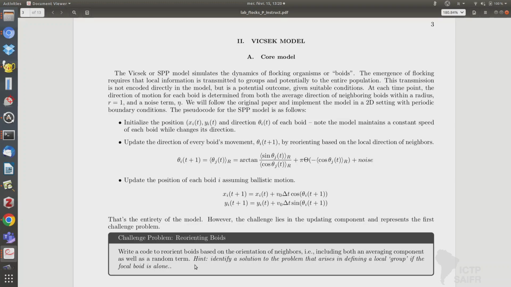So you take the list of all the other birds in the population, and you need to find all of the birds that are within R. This means that if you have a bird here, its neighborhood is going to be this, okay? Because you have periodic boundary conditions.